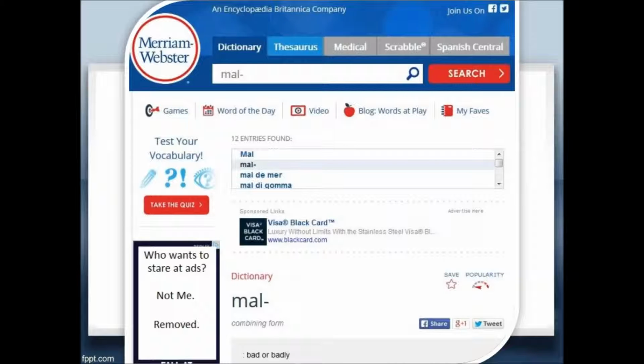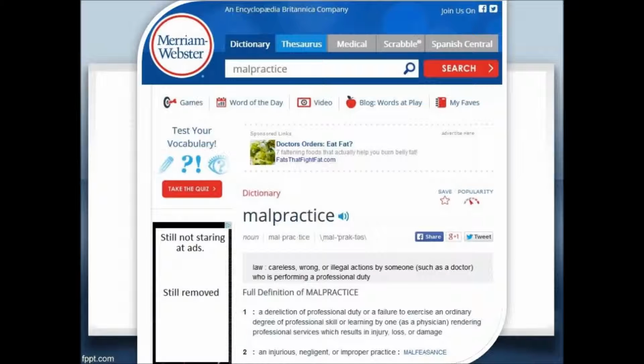Let's start with the definition of malpractice. The prefix mal, defined by Merriam-Webster Dictionary, means bad. Therefore, the word malpractice literally means bad practice. Defined by Merriam-Webster, malpractice is careless, wrong, or illegal actions by someone trying to do their job.